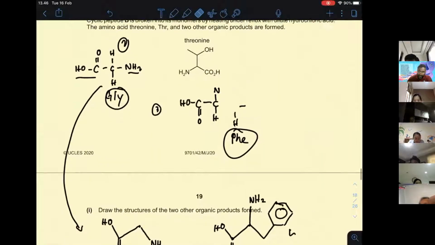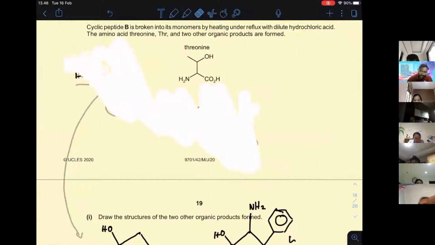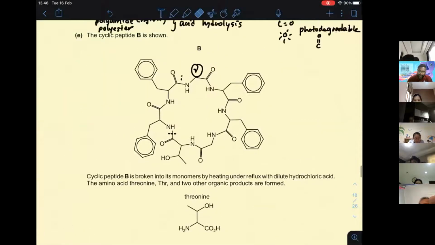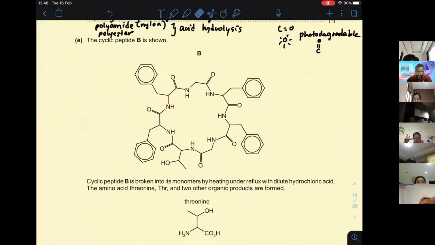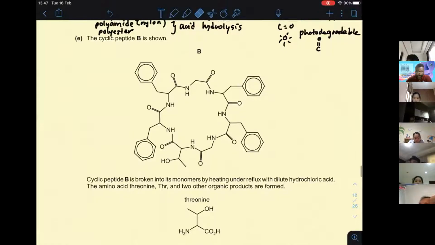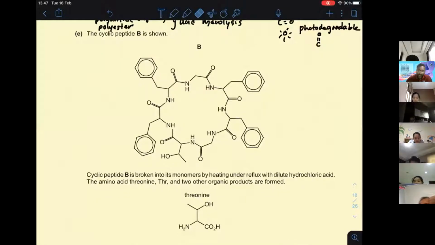What you can see over here is this molecule. Cyclic peptide B is broken into its monomers by heating under reflux with dilute hydrochloric acid. So the amino acid and 2 other products are formed. You have one of the amino acids here, and I want to know what the others are. This is going to be breaking the bond. It's a hydrolysis.